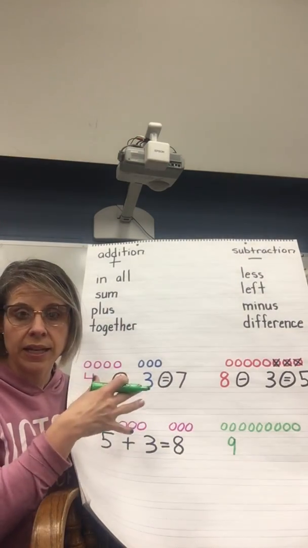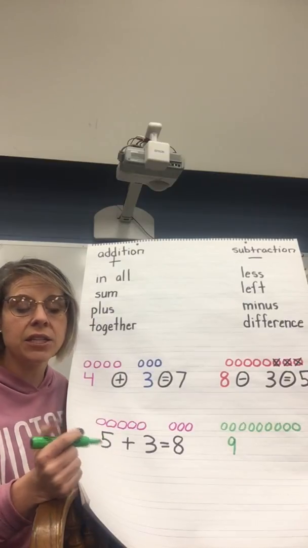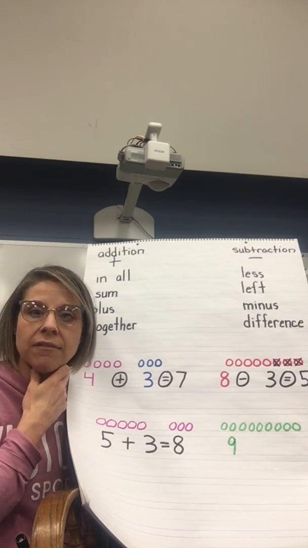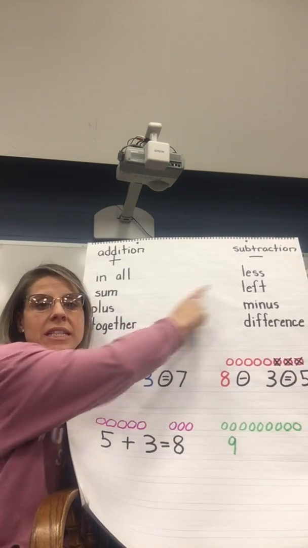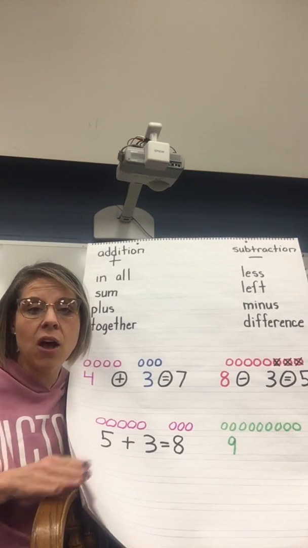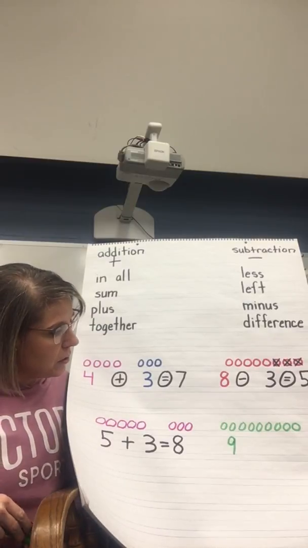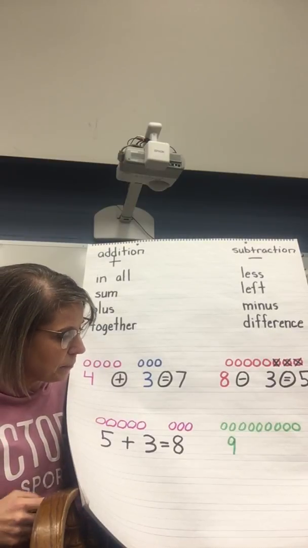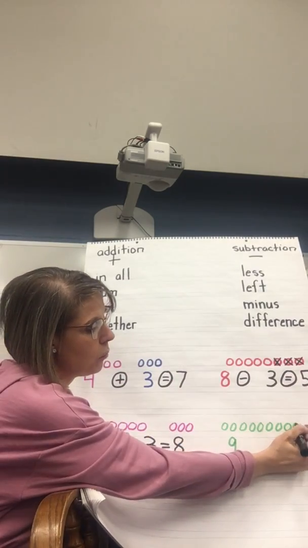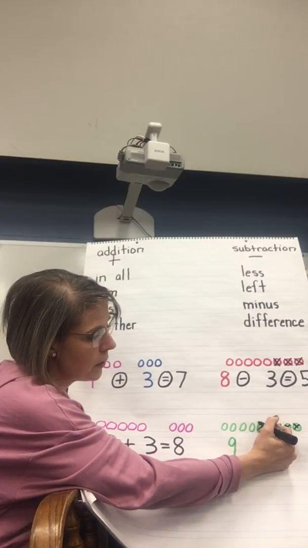That represents the leaves. So there were 9 green leaves on the ground, and 5 of them blew away. How many are left? Well, we know that when we say left, that means that we're going to take away. That's going to be a subtraction problem. So now, to show that in our picture, we have to X out that many. So if 5 of them blew away, we have to mark out 5. So 1, 2, 3, 4, 5.